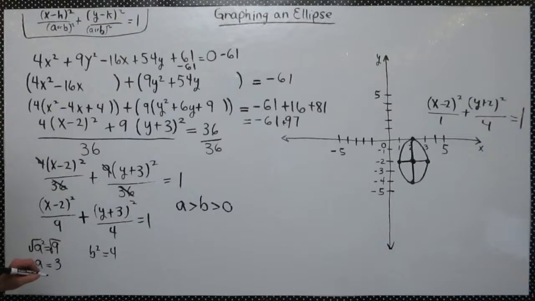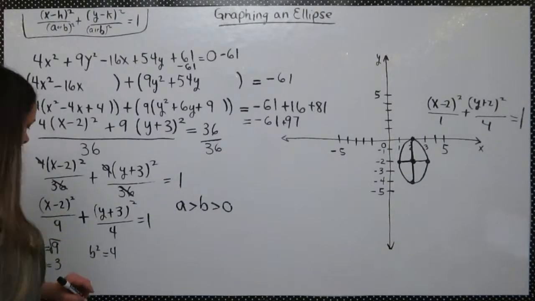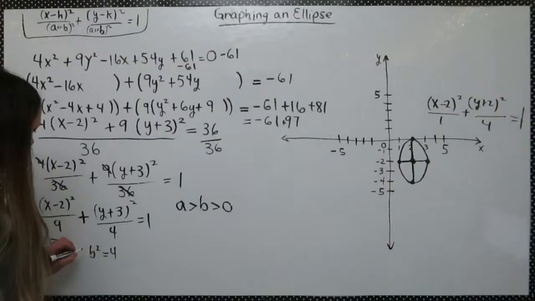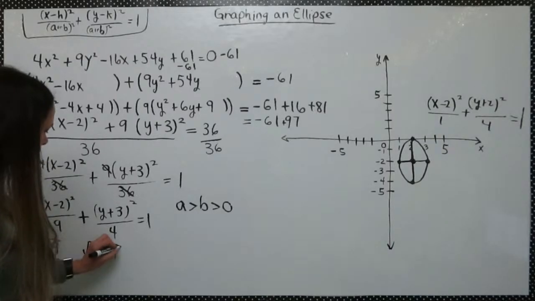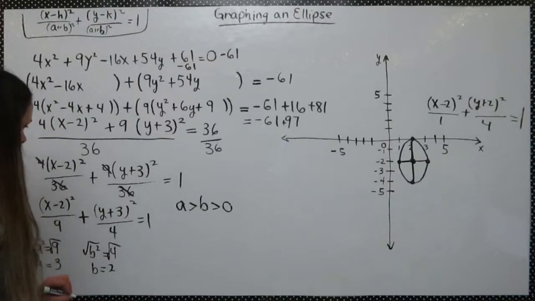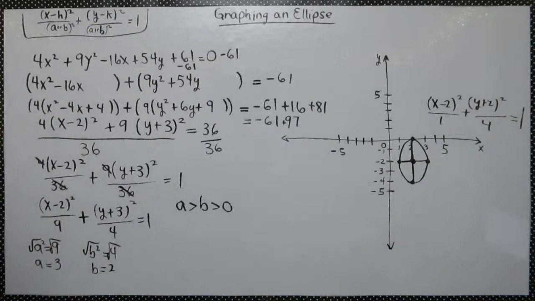However, when you're dealing with distances, and A is a distance, you can't have negative distances. You can only have negative direction. So A is a distance of 3. Same thing with B, taking the square root of both sides, you're getting B equals plus or minus 2. And so we've got our B values and our A value.